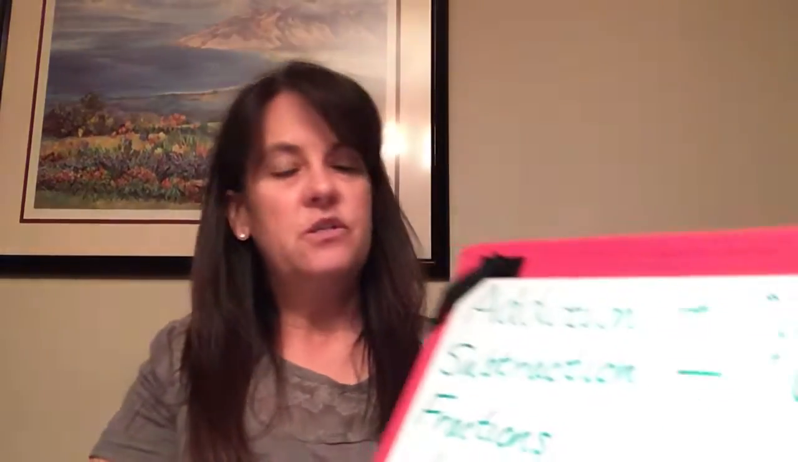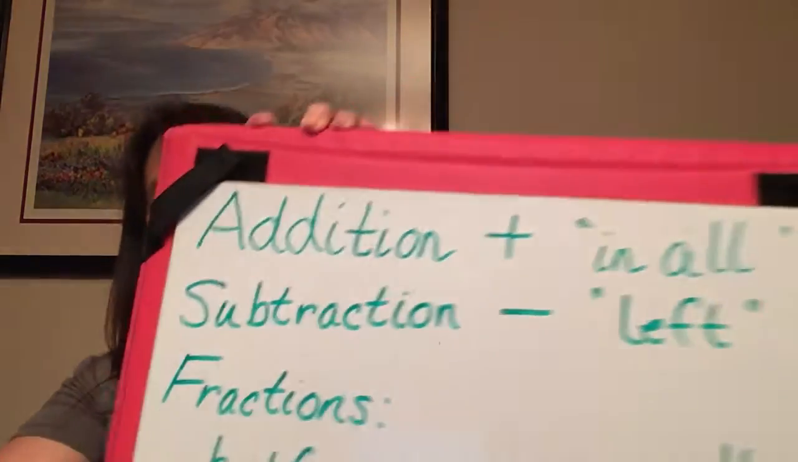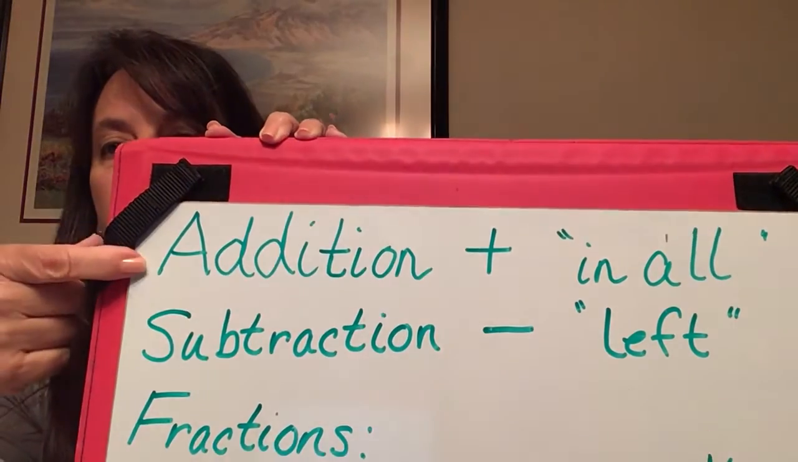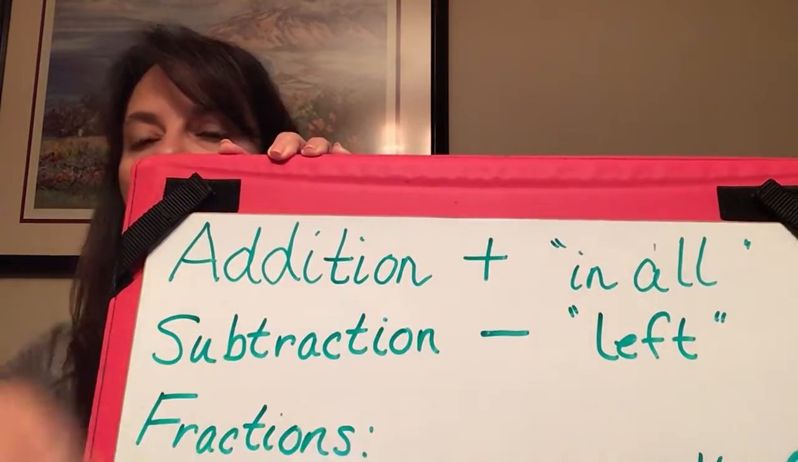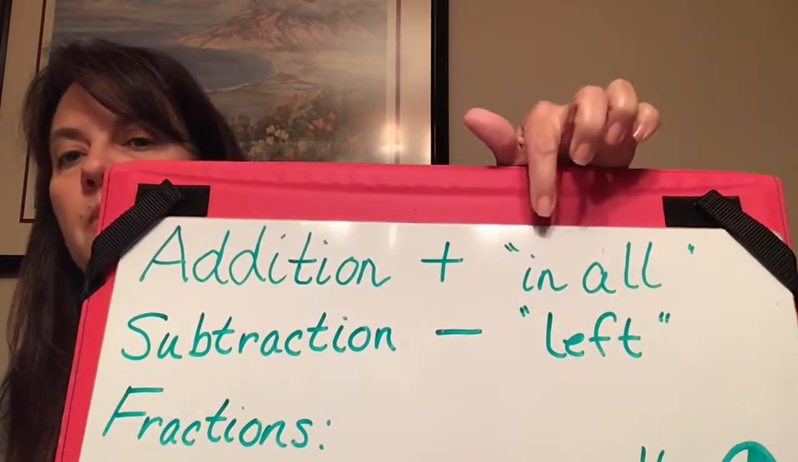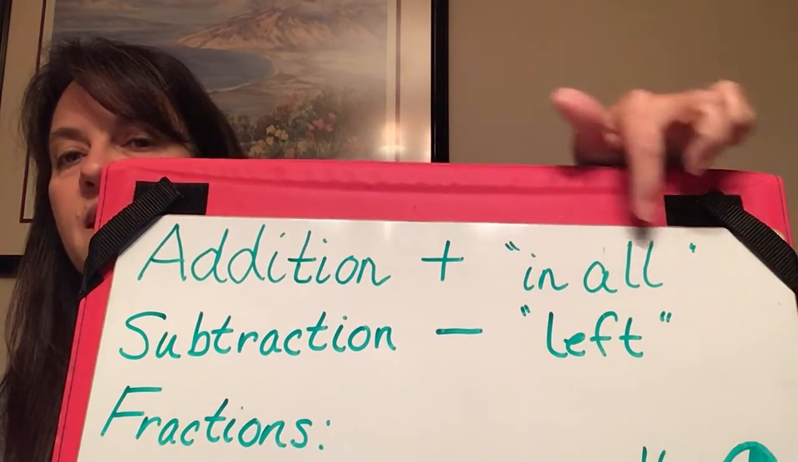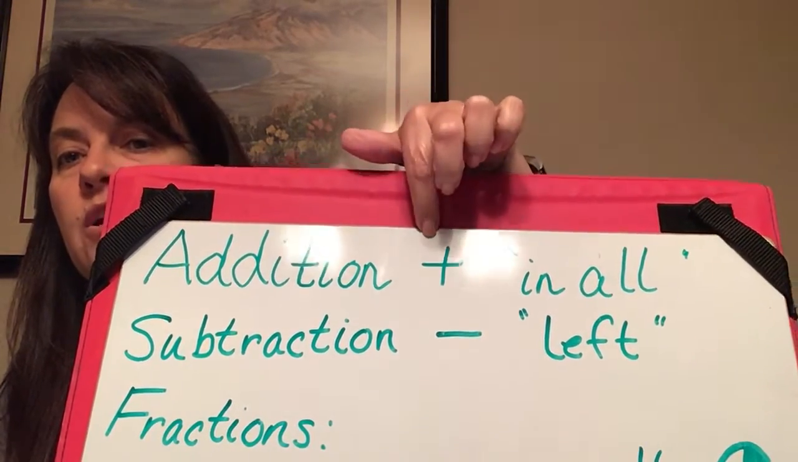This week we're going to go over some of our math concepts. In our math book, we were just finishing up addition and subtraction, so I want to go over that a little bit more, just to make sure that we're all clear. So when you have addition, you're using the plus symbol. And in a story problem, if it says in all, you know that you're going to add.